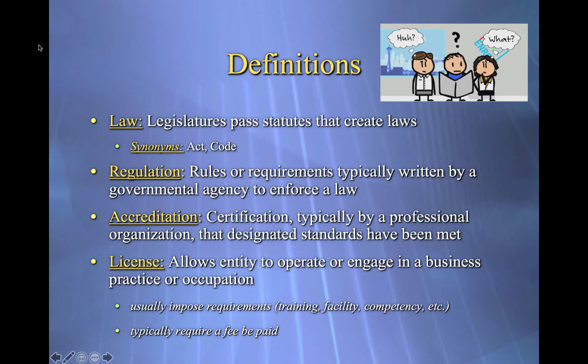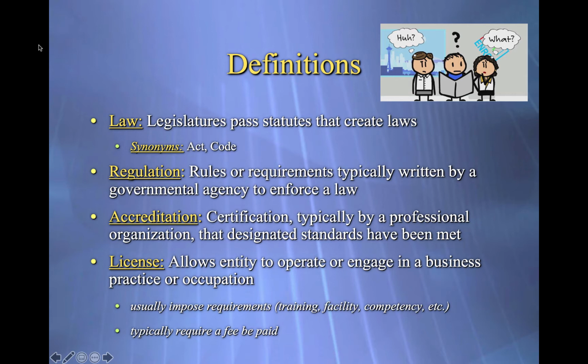So, first off, some definitions. Laws. Well, legislatures pass laws, either at the state or the federal level. It's the legislatures that actually create new laws. They may be called acts, they may be called codes, but it is a law. Then, once a law is passed, some governmental agency is tasked with writing the rules or regulations that enforce that law. So first there's a law, then there's the regulations, and usually there's a couple of years in between the law being passed and the regulations being written.